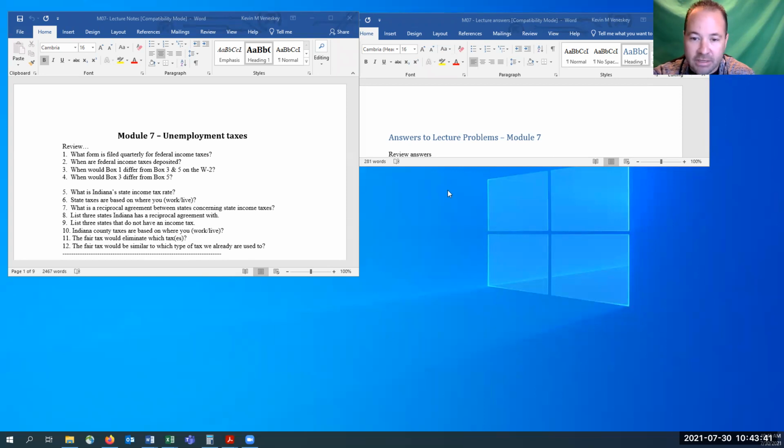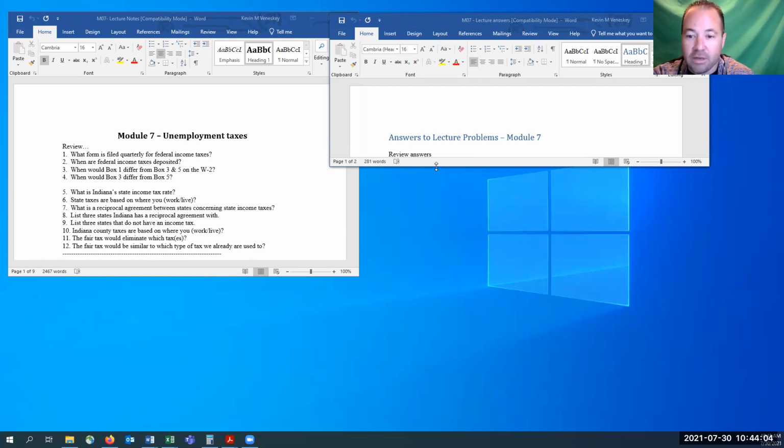Okay, let's check the answers here. Which form is filed quarterly for federal income taxes? We should be well used to that by now, 941. And when are federal income taxes deposited? Well, they're deposited at the same time as FICA taxes, and it's either going to be biweekly or monthly, depending on your look back period.